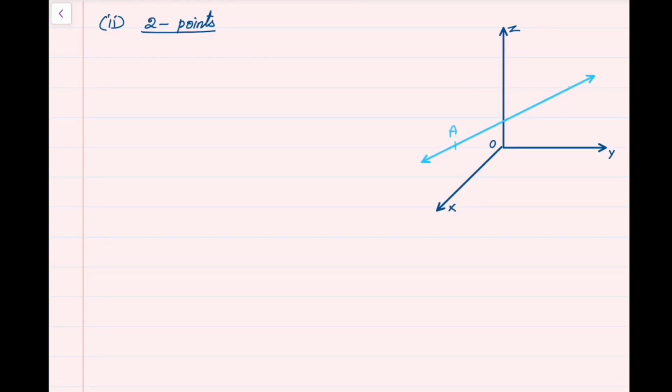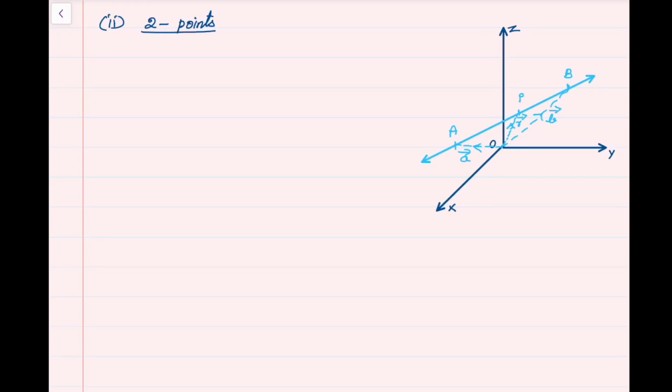Now the second case: let us see how to find the equation of a line when two points on the line are given. Let us consider a line. Points A and B are given. Let us take the position vector of point A as vector A and the position vector of point B as vector B. Take an arbitrary point P on this line whose position vector is vector R.